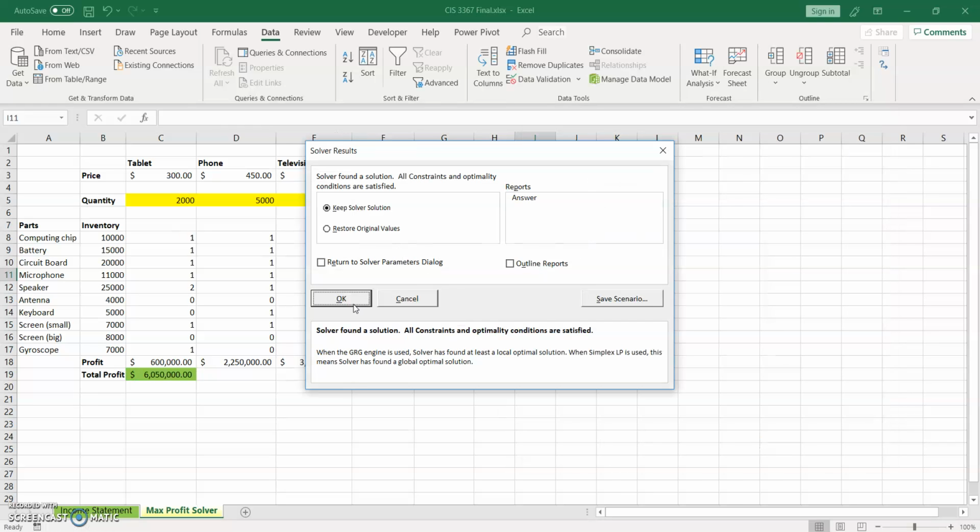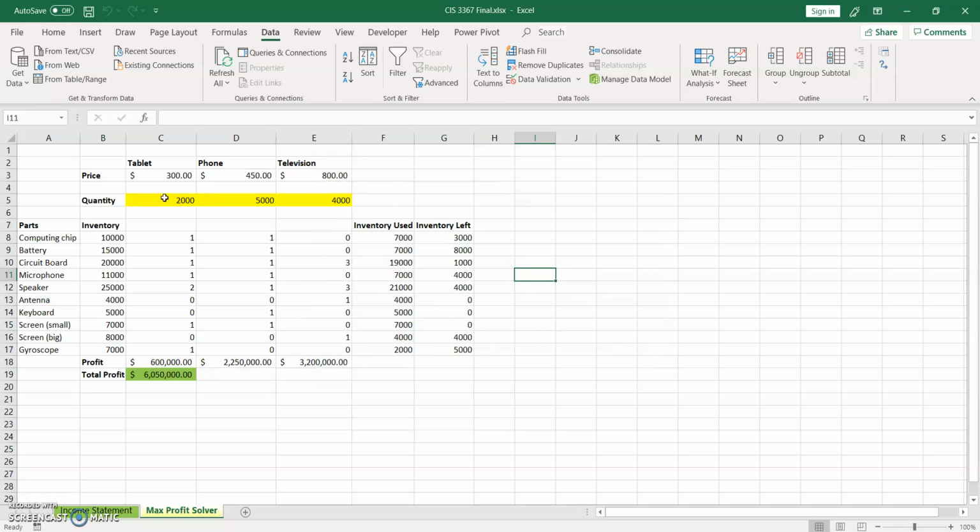Solver has done its job. Click OK, and there we go. We've got 2,000 tablets, 5,000 phones, and 4,000 televisions, and the total max profit would be 6 million. And what's interesting to see here is that there is actually quite a lot of inventory left, specifically in the battery department. This could be that the company maybe has more batteries so they can sell replacements.